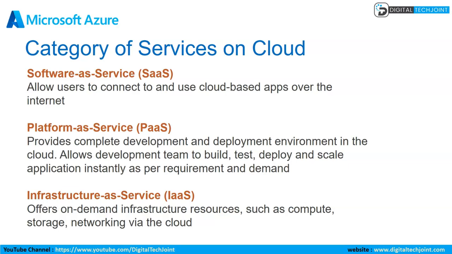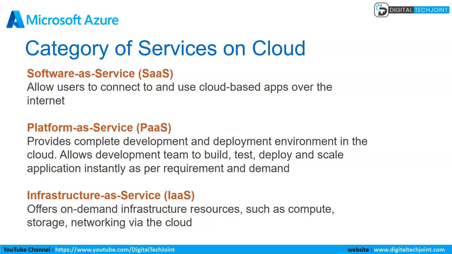And primarily, the categories of the services in the cloud are software as a service, platform as a service, and infrastructure as a service. There are other services that are coming up, but primarily these are categorized into these three categories. Now, when you talk about software as a service, you are allowing users to connect and use cloud-based apps over the internet. The best example is Google Sheets or Google Docs on the cloud.